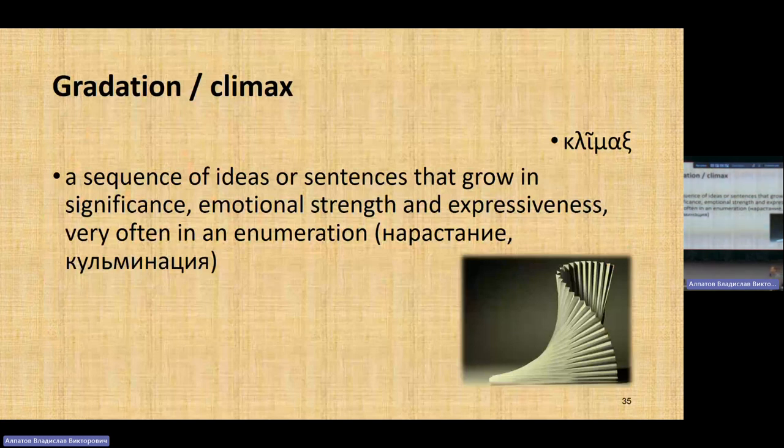Now, the next stylistic device, which is independent from enumeration, but often happens in conjunction with enumeration, is gradation or climax. It can be independent, of course, because it could exist on the level of text. It could exist on the level of a plot where things grow, usually more tense or more emotional as time progresses. But it is frequently realized in an enumeration of things: a sequence of ideas or sentences that grow in significance, emotional strength, and expressiveness.